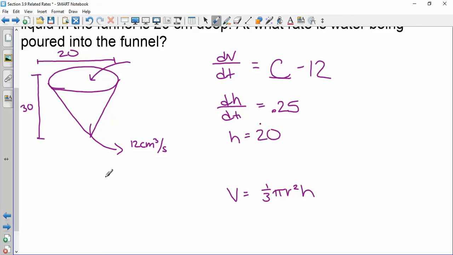We set up a ratio to find R, didn't we? So we could say 30 over, is 20 my radius? No, what would the radius be? Yeah, the 20 is my diameter, so the radius would be half that, which is 10. So 30 over 10 would equal H over R. So 30R equals 10H. Divide by 30, so R is H over 3.